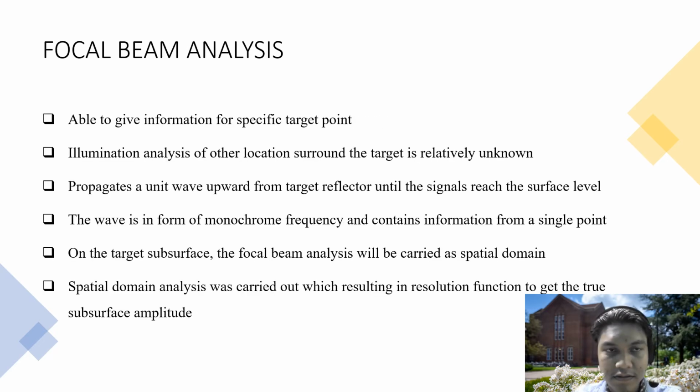Let's first look at the focal beam analysis. Focal beam analysis is able to give information for a specific target zone. However, illumination analysis of other locations around the target is relatively unknown. Focal beam analysis propagates a unit wave outward from the target reflector until a signal reaches the surface level, and this wave is in the form of monochrome frequency and contains information from a single point.